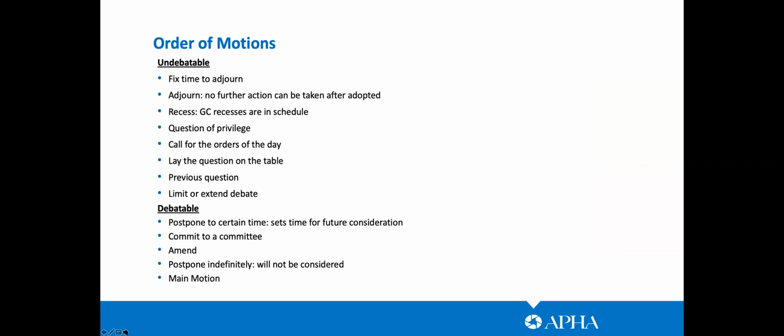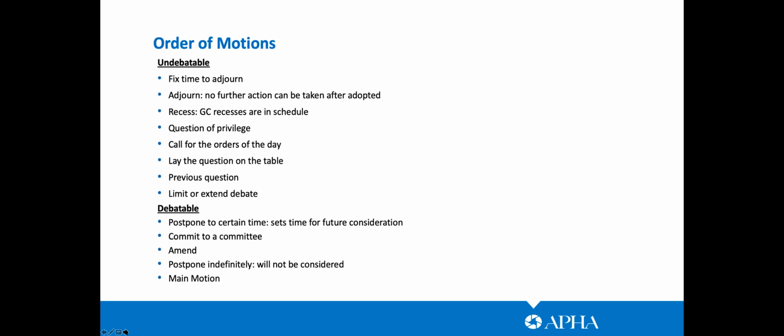So the order of motions, specifically, some are debatable, some are undebatable. And some of these motions, I don't think APHA would ever have because the speaker is the one who would control it. Like speaker controls adjournment and recesses. Questions of privilege can be brought from the floor, not done very often. Calls for the order of the day, that's also something that's done by the speaker. Lay the question on the table, which is a permanent delay of the matter, can be brought up. Previous question we've already discussed.